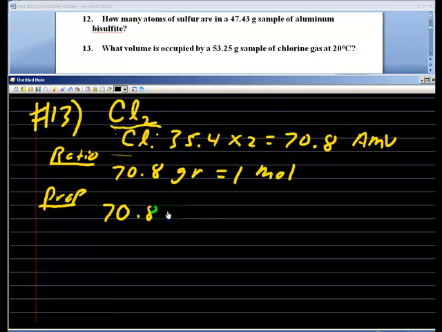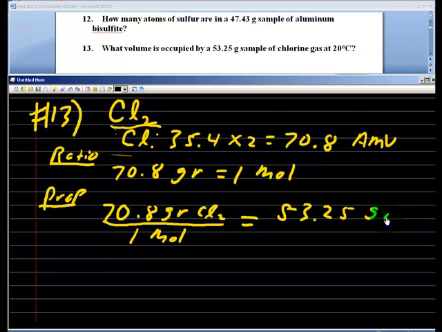70.8 grams of Cl2 is 1 mole. But I don't have 70.8 grams. The problem says I have 53.25. So 53.25 grams of Cl2 is what I have. And what I'm asking for is, so how many moles is that?